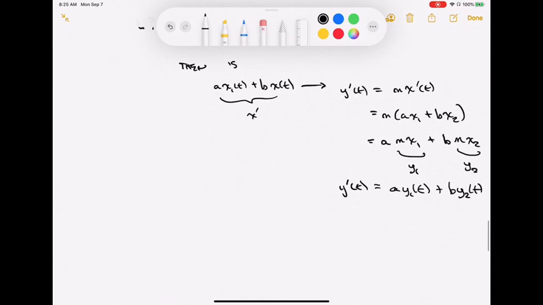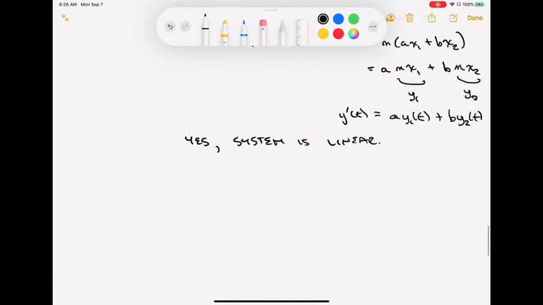I've shown this regardless of what is x1 or x2. I've shown this to be true for any choice of x1 and x2, so we can conclude, yes, the system is linear. Something like that. How about time invariance? Is the system time invariant?